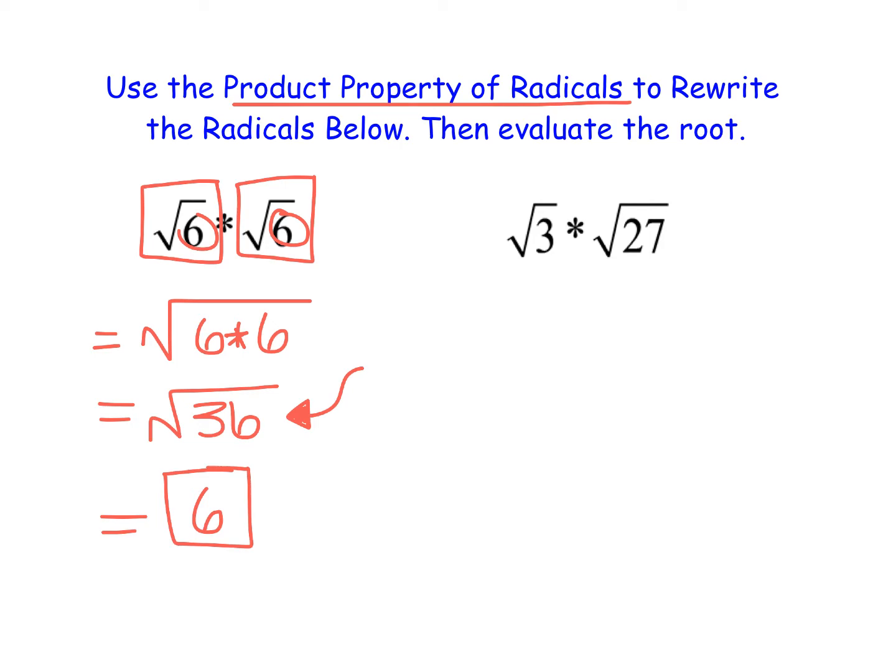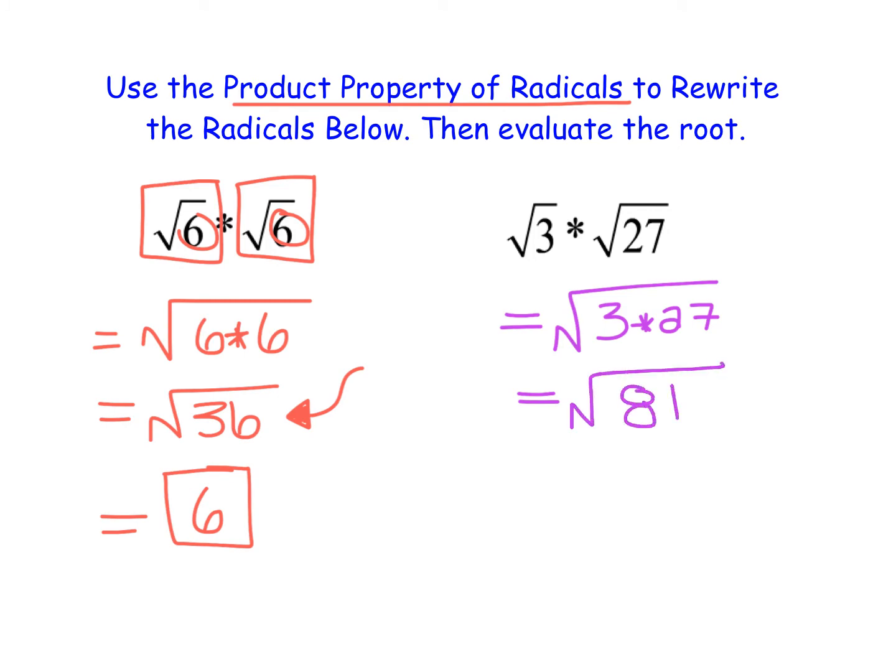Now if we look at this second one, if we go through that same process, we can turn this into one square root with 3 times 27 underneath. And then from here, this becomes the square root of 3 times 27, which is 81, which I then notice, well, hey, that's a number that I can easily square root, because the square root of 81 is 9. So again, that product property of radicals allowed us to actually evaluate these square roots further.